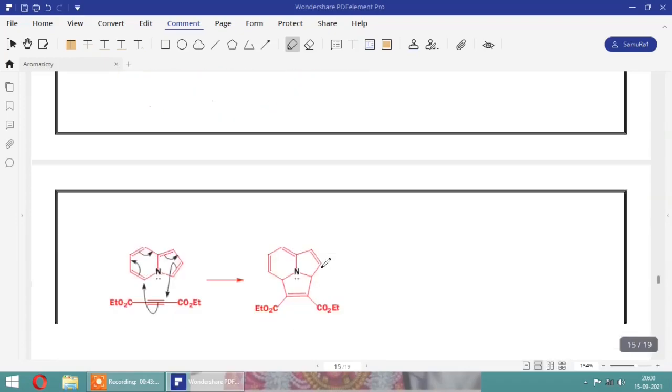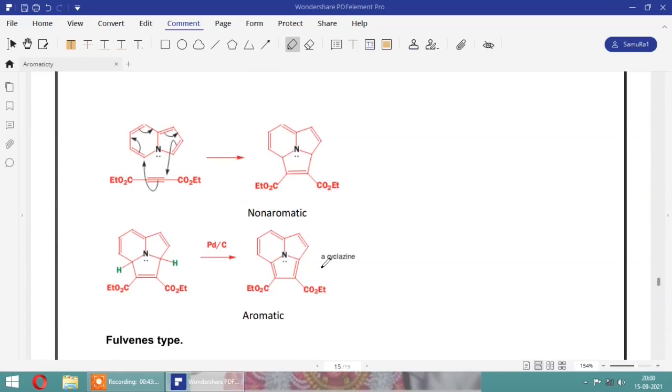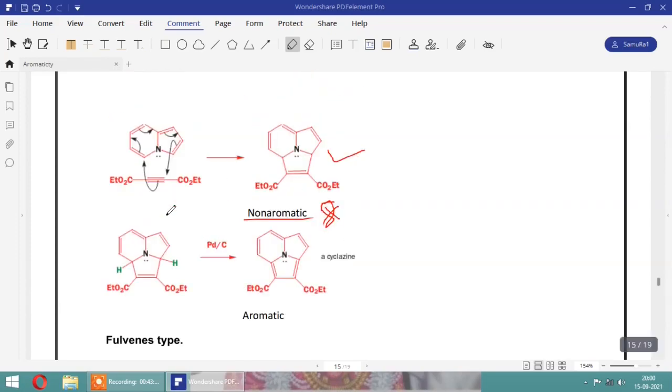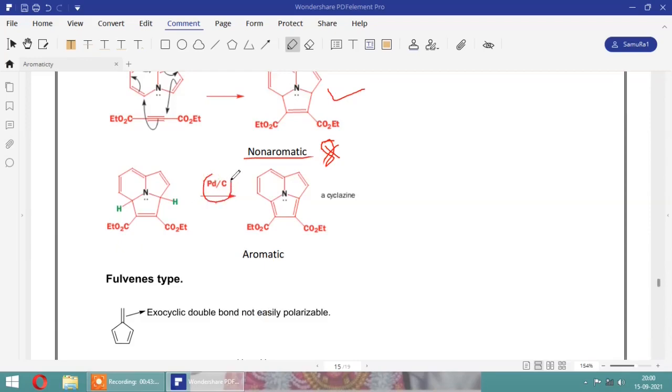And in this reaction, you see, it gives a compound which contains 4 double bonds, that is 8 pi electrons, which is non-aromatic. There was no conjugation. There was no conjugation of double bonds. So this is non-aromatic. Here, the same compound, when treated with a palladium catalyst, now there occurs conjugation, delocalization occurs.